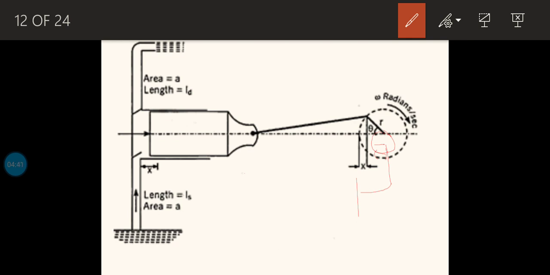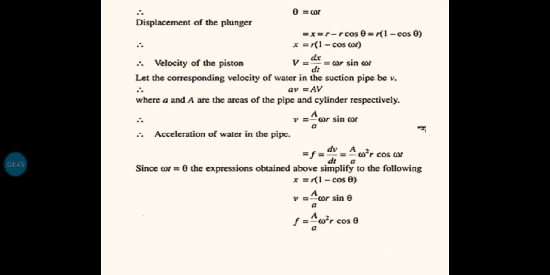So we can write the displacement of the piston in terms of the radius of the crank as x is equal to r minus r cos theta. r is common, you can take it outside. That's equal to r into 1 minus cos theta. So x is equal to r into 1 minus cos theta. That is the equation for the displacement of the piston.